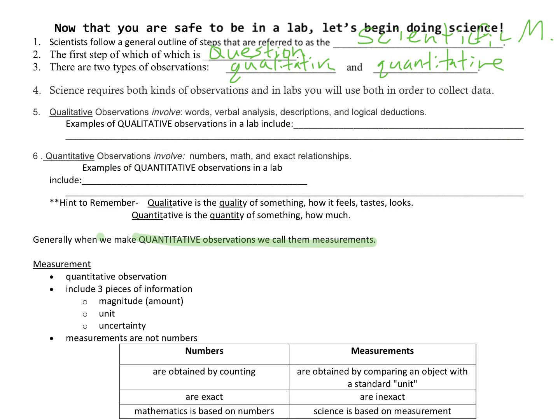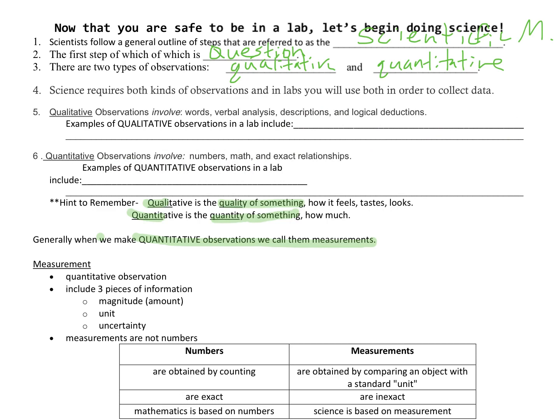Your hint to remember qualitative and quantitative. Qualitative is the quality of something. If you are describing something, how nice a sweater is. Quantitative is the quantity of something. How much of it is there? Qualitative and quantitative.